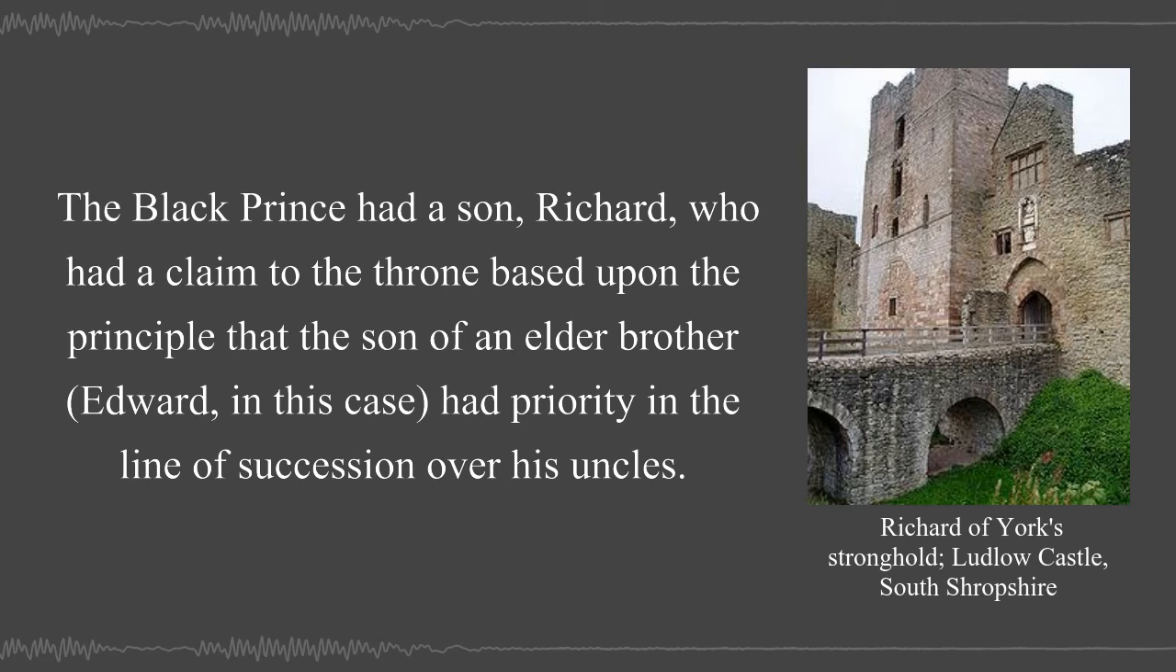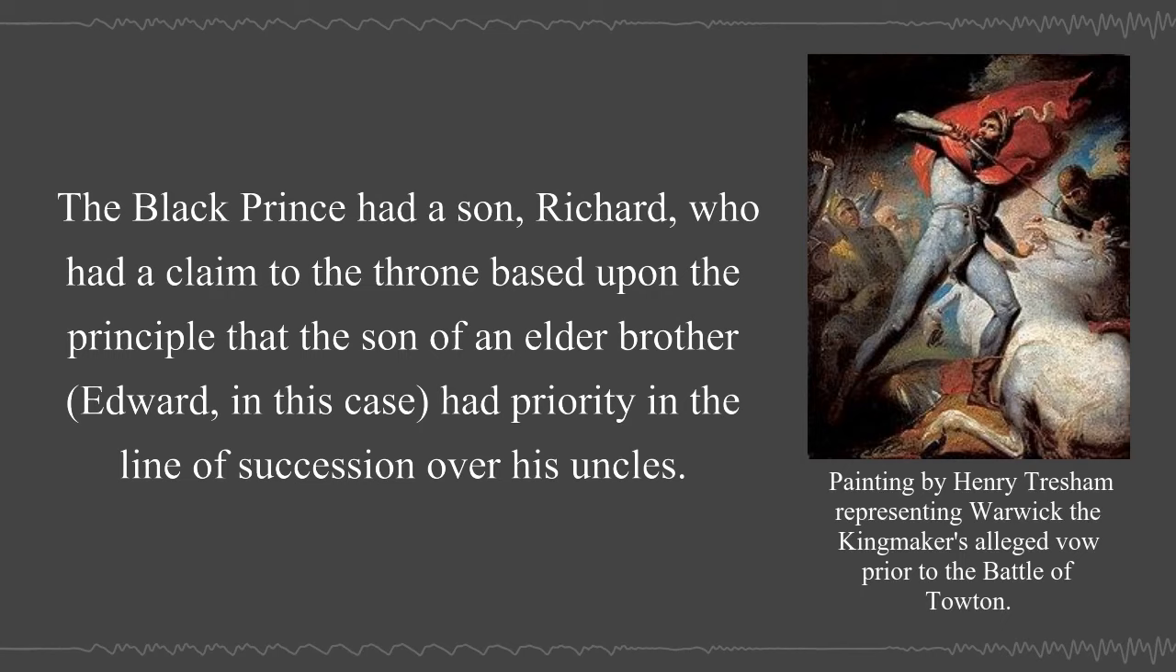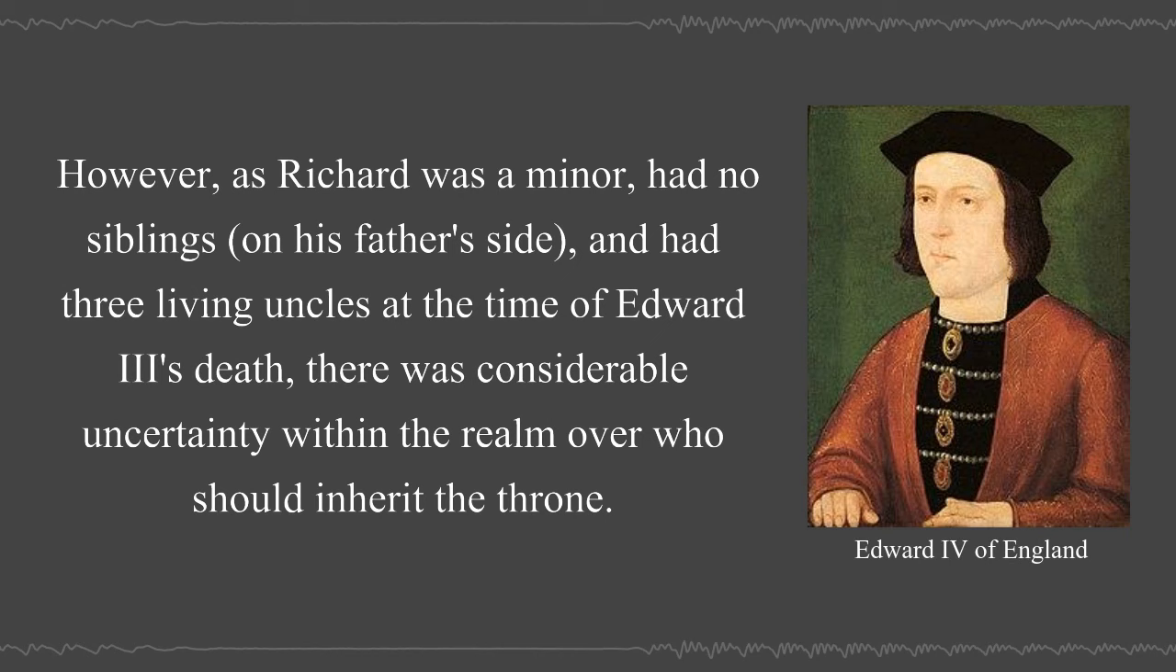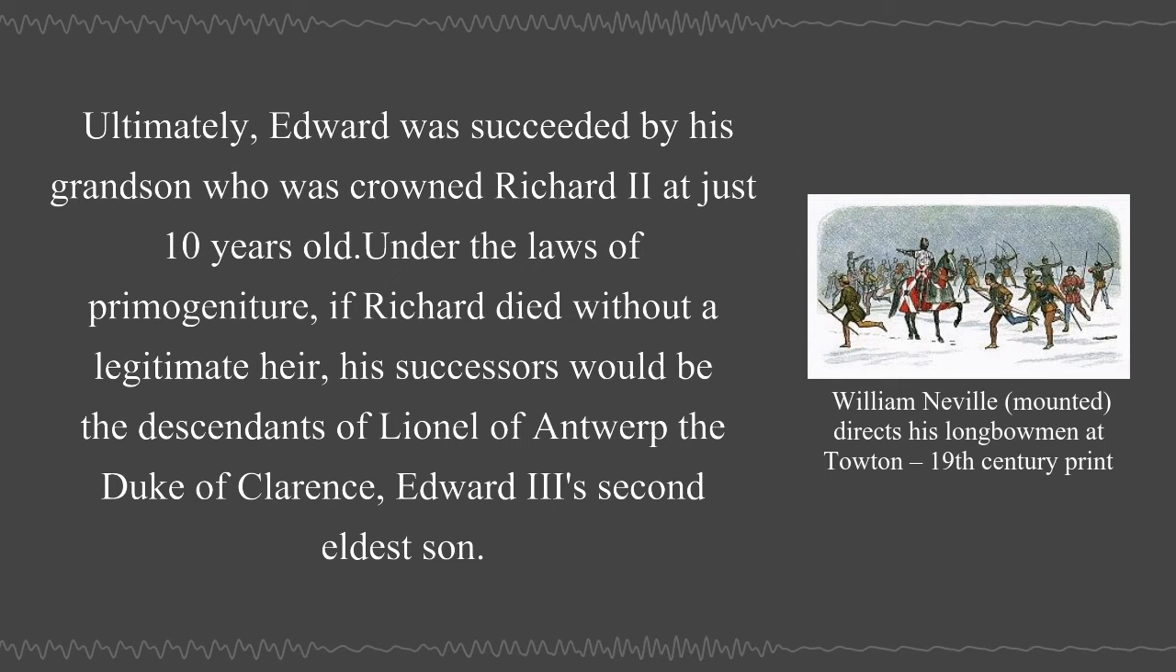The Black Prince had a son, Richard, who had a claim to the throne based upon the principle that the son of an elder brother, Edward, in this case, had priority in the line of succession over his uncles. However, as Richard was a minor, had no siblings on his father's side, and had three living uncles at the time of Edward III's death, there was considerable uncertainty within the realm over who should inherit the throne. Ultimately, Edward was succeeded by his grandson, who was crowned Richard II at just 10 years old.